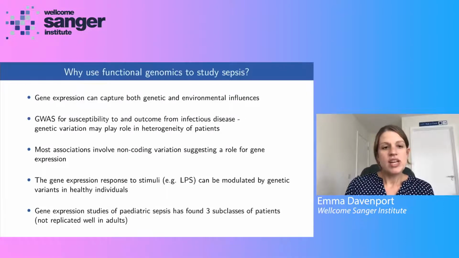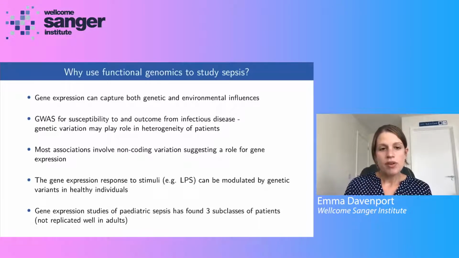In terms of the genetics, genome-wide association studies have been conducted for many different traits and diseases. In particular, for infectious diseases, this has generally been looking at susceptibility to an outcome from infectious disease. From these studies, and particularly from the infectious disease studies, these have demonstrated that genetic variation may play a role in the heterogeneity of patients and their response to infection. For sepsis in particular, it hasn't been very successful for the genome-wide association studies.